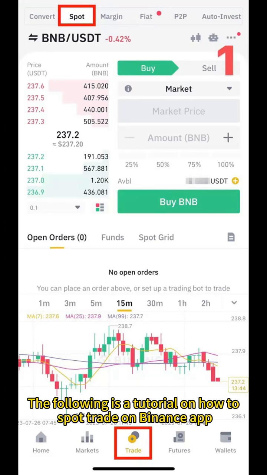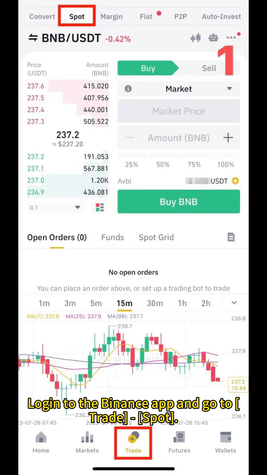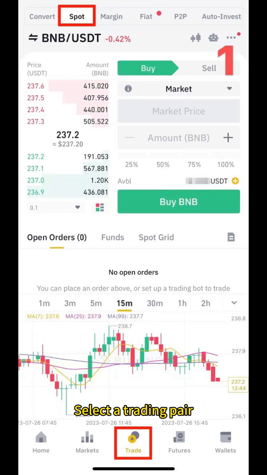The following is a tutorial on how to spot trade on Binance app. In this example, we'll buy BNB with limit order. Step 1. Log in to the Binance app and go to Trade, then Spot. Select a trading pair such as BNB USDT.